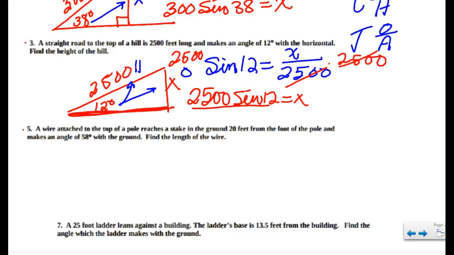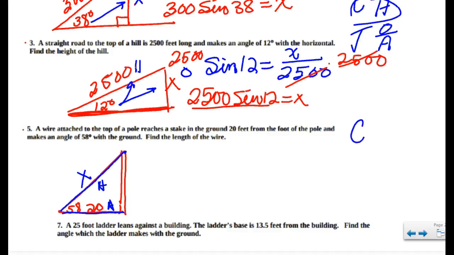A wire is attached to the top of a pole. Here's my pole. And it reaches a stake 20 feet from the foot of the pole. So here's my 20. It makes an angle of 58 degrees with the ground. So here's 58 degrees. Question is, how long's the wire? That's over here. So let's classify these. Adjacent, hypotenuse, right? So which trig function do I know that deals with adjacent and hypotenuse? And that's the cosine function.